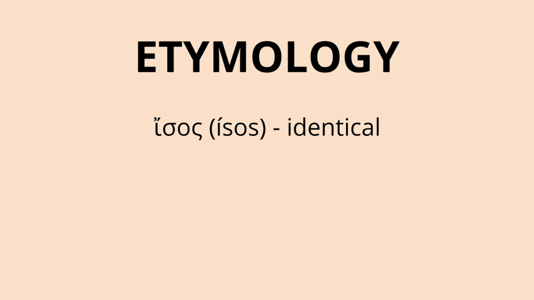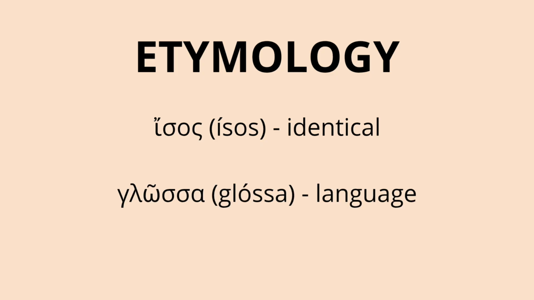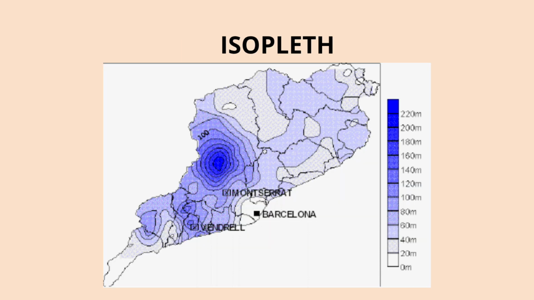The word comes from the Greek isos, meaning identical or similar, and glossa, meaning language or dialect, which is a bit ironic considering the main purpose of an isogloss is actually to highlight how two dialects aren't identical, but the term likely draws inspiration from isoplats used in cartography.